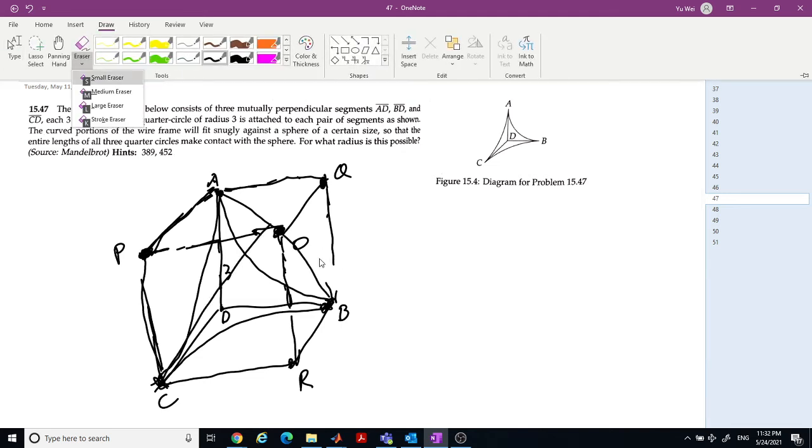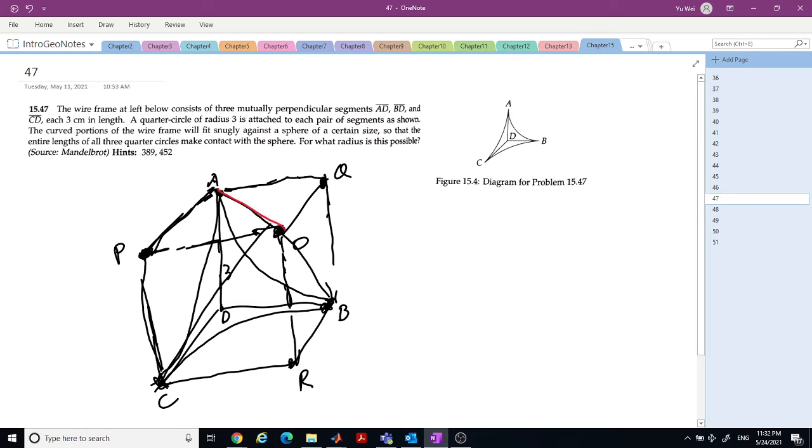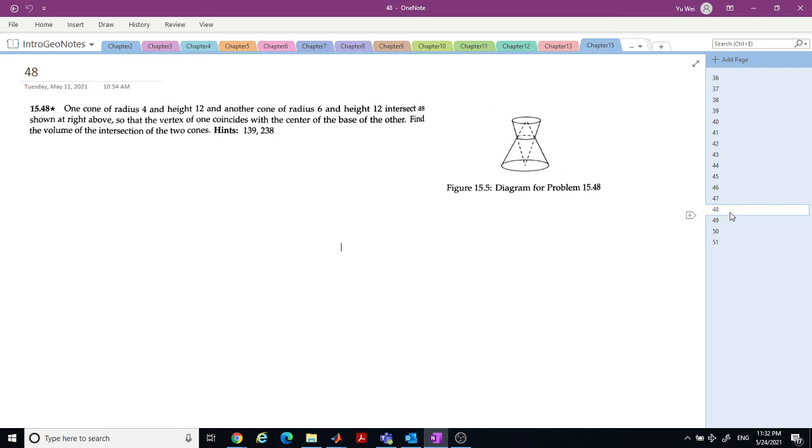Okay, let me use another color. So let's prove OA equals OB equals OC, right? This you can see is very obvious, right? You have 3 of this, you have 3 here, right? It's a cube, so that's 3 and 3. So now your radius is 3 root 2. Next.